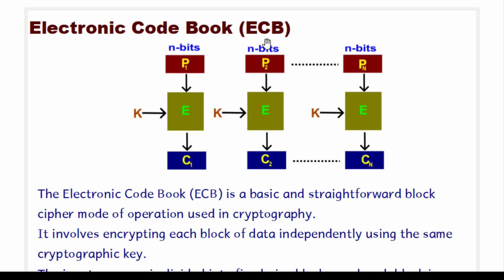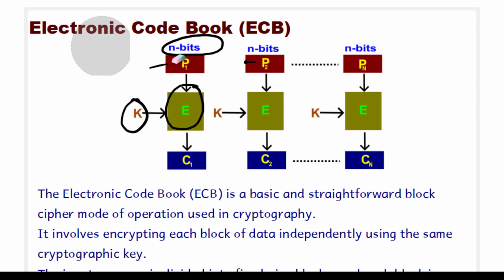Now let us come to the first one, the electronic codebook. In electronic codebook, we divide the entire message into a number of blocks. As we can see, we have p1, p2, up to n number of blocks, each containing n bits, and every block is encrypted by the encryption algorithm using the key K. This key is common to all the methods. Even at the decryption side, the same key is used. Same key is used for encryption, same key is used for decryption.